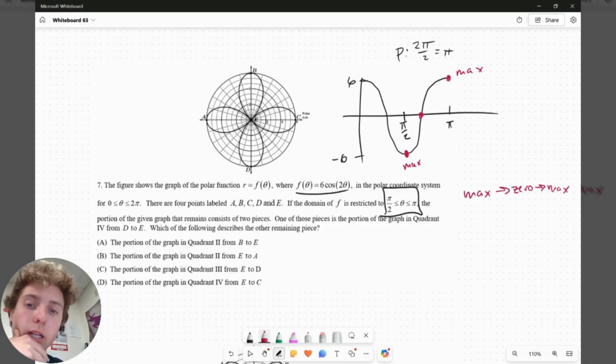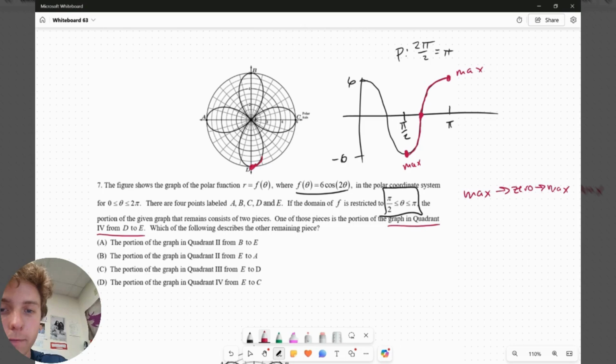Okay, well, let's realize what that would actually look like. One way you might do this is by creating coordinates. Well, let's read the rest of the question as well. The portion of the given graph that remains, the one that is in this interval in red, remains of 2 pieces. One of the pieces of the graph is in quadrant 4 from D to E. Quadrant 4, D to E, that is part of it. Which of the following describes the other remaining pieces?